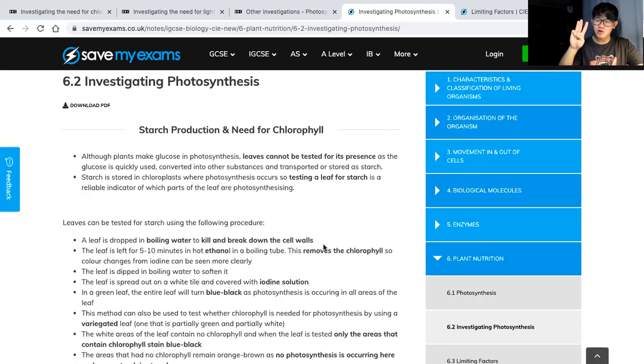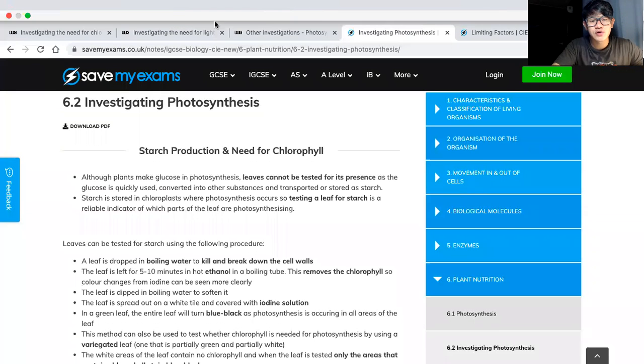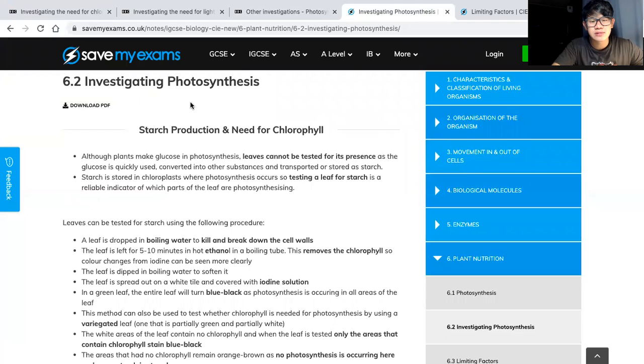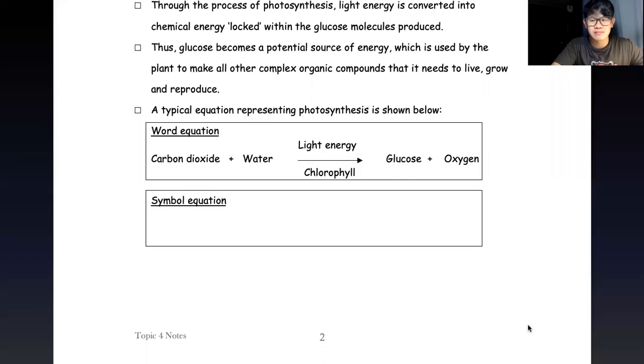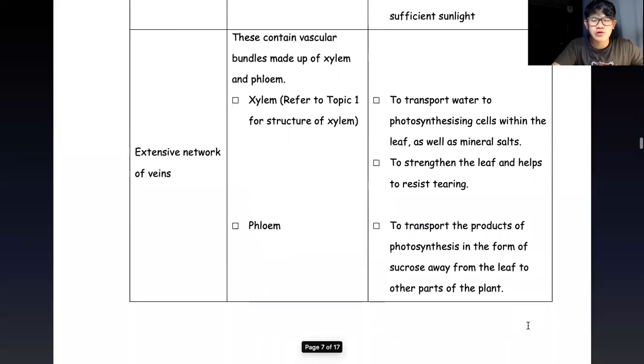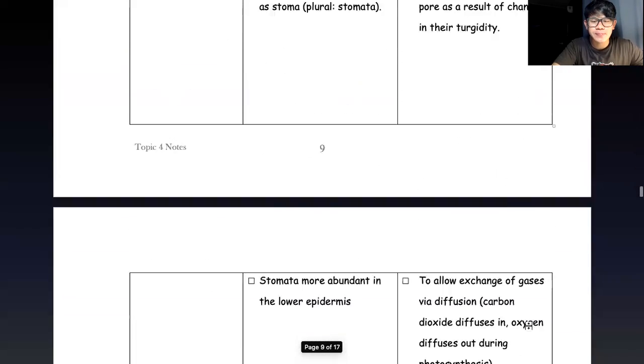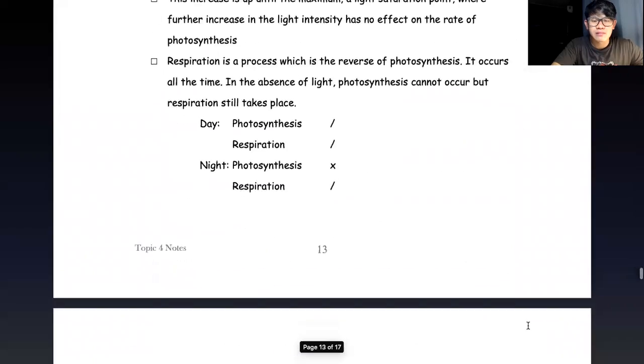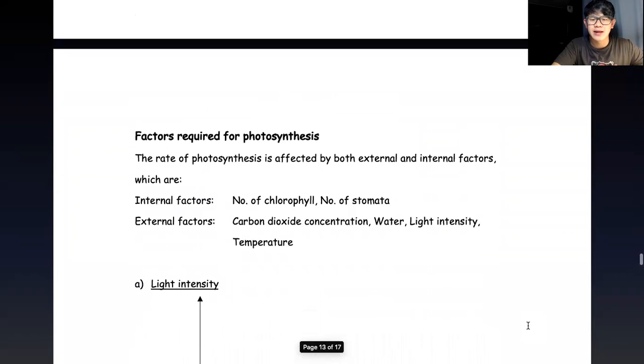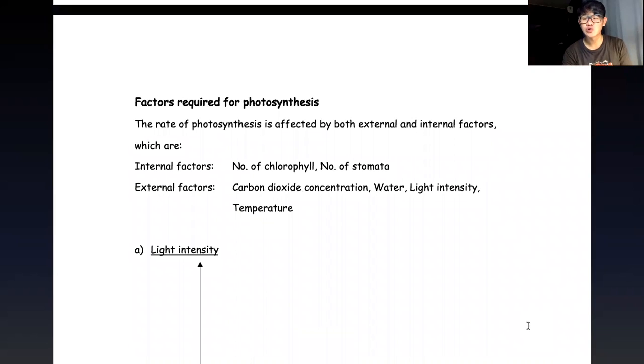Now we are going to move on to the last part, the third part, in which we are trying to describe and explain how the factors affect the rate of photosynthesis. For this, we should go back to your notes, factors required for photosynthesis, right?